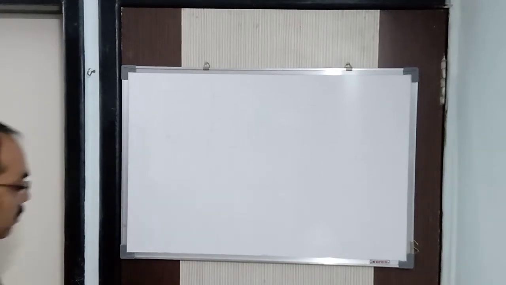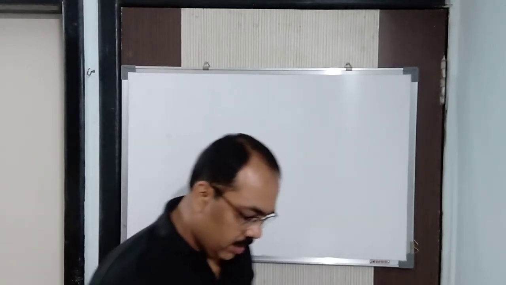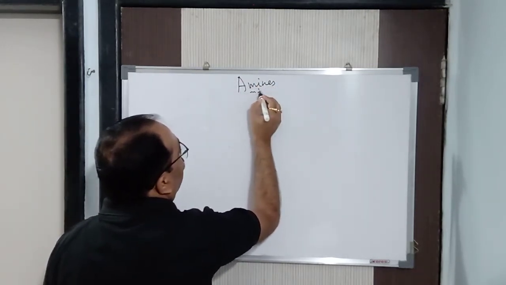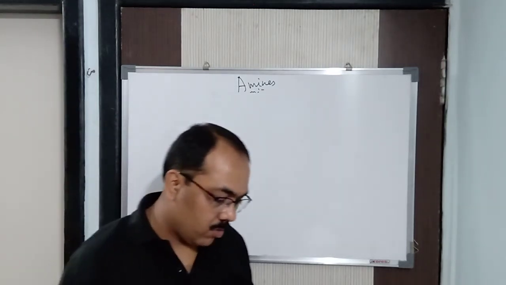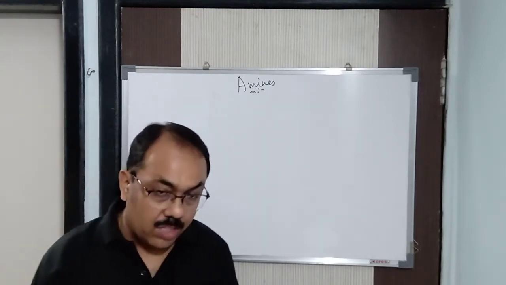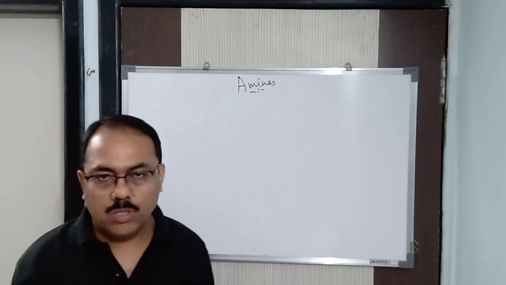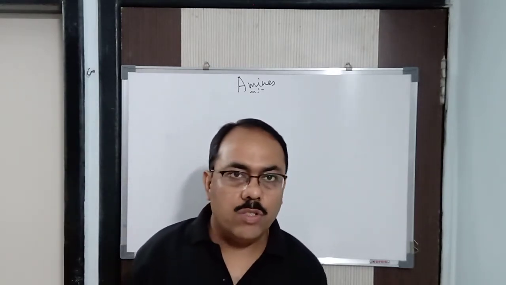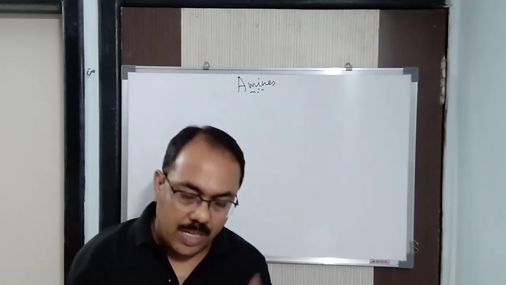Now coming to amines, the next compounds of nitrogen. Amines are regarded as the derivatives of ammonia. Amines occur widely in nature. They constitute a major class of organic compounds, found in nature in the form of proteins, vitamins, alkaloids, and hormones. So it is nothing but a derivative of ammonia. As I said, we prepare amines from ammonia.